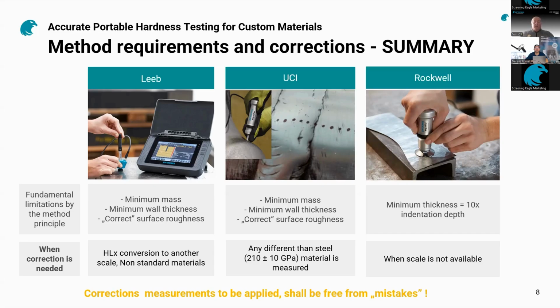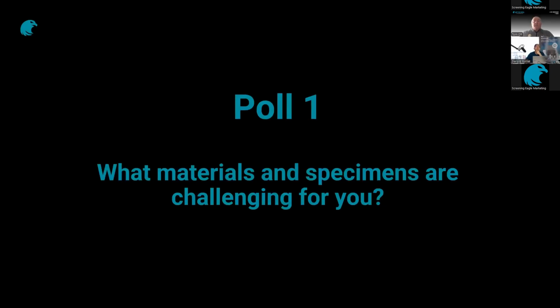So again, when you correct your measurements, you need to be free from any mistakes in mass, wall thickness, surface roughness, and specimen calibrations. So with that introduction, we have a question for everybody.